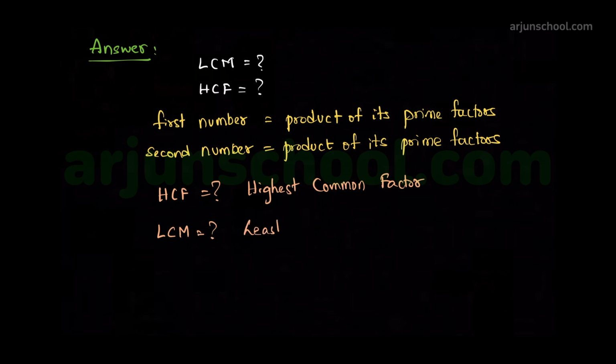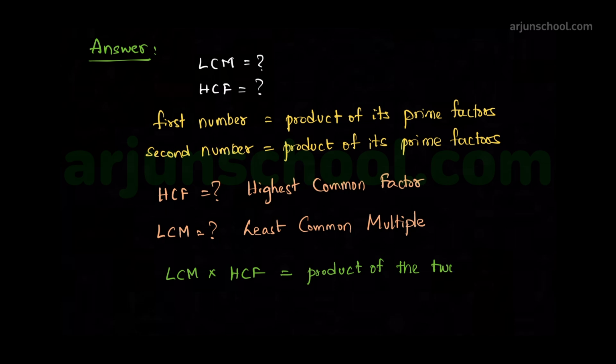Then what is the LCM? Least common multiple is the product of all prime factors that appear in any of the two numbers using the highest power. And after that we verify that LCM times HCF of the given two numbers is equal to the product of the two numbers. The first problem, we are given a pair of numbers 26 and 91.